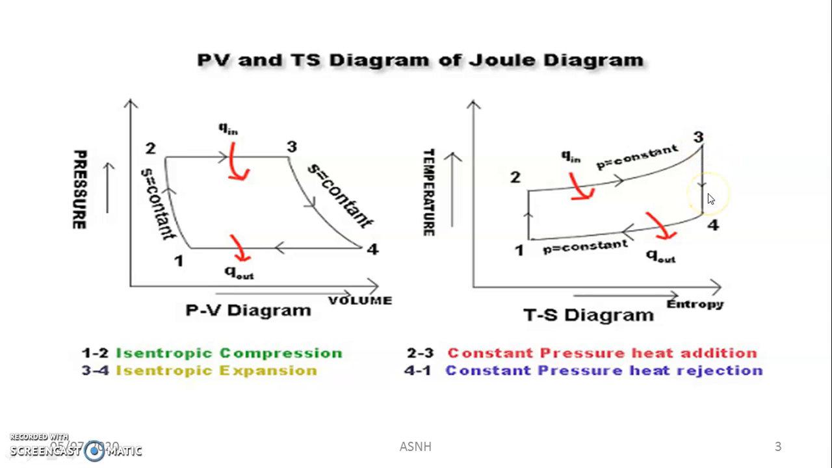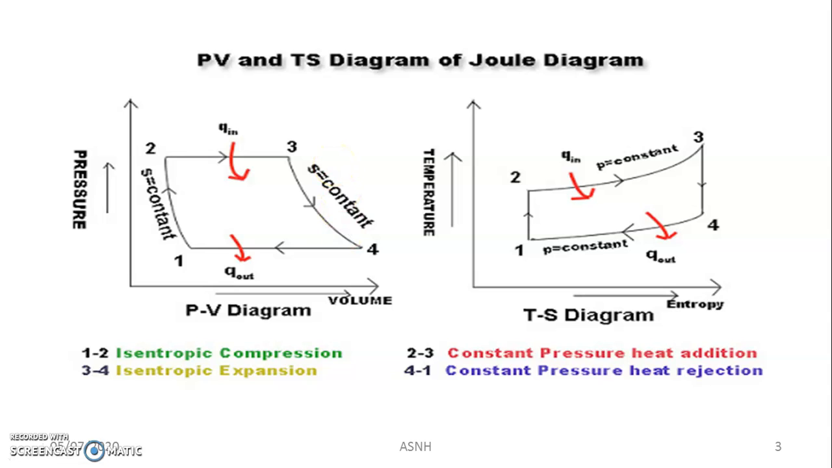After expansion in the gas turbine, the same gas enters the recuperator, that is the intercooler, where the heat is rejected. Here the pressure remains constant from P1 to P4, and the temperature drops from T4 to T1, and the cycle repeats itself. Students, keep in mind that heat addition takes place in process 2-3 and heat rejection takes place in process 1-2.